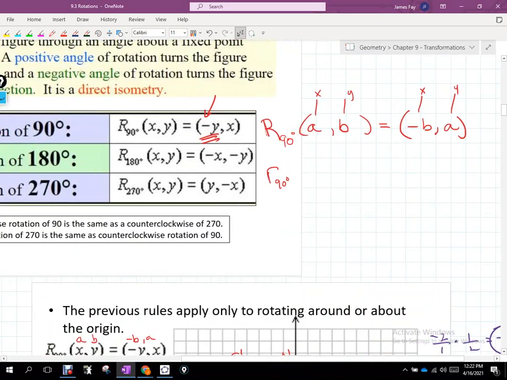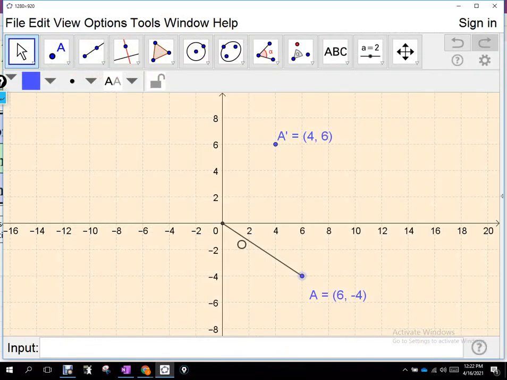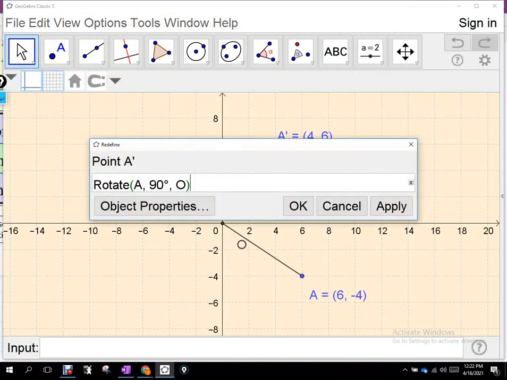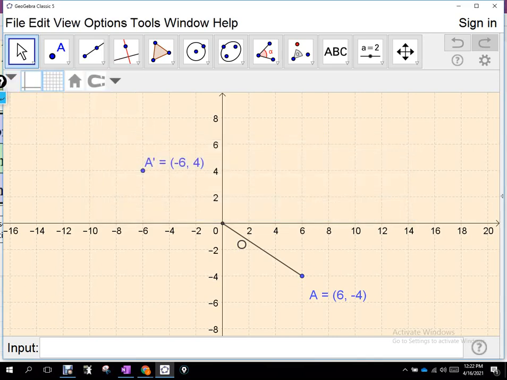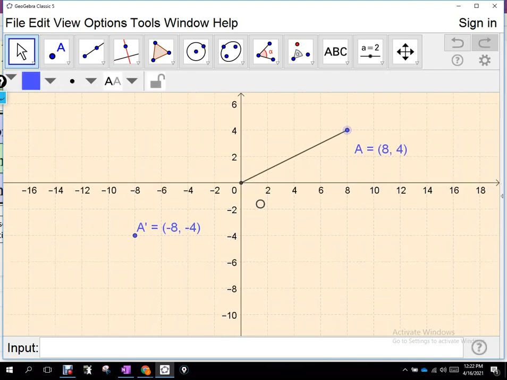So let's go back up here, and I'll go to GeoGebra, and we were rotating 90 degrees. Let's change that to 180 degrees. And if I start with a point like 8, 4, what's it become? Negative 8, negative 4. 10, 4 becomes negative 10, negative 4, right? So now positions aren't changing. The x's and y's are just both being negated. What happens over here?